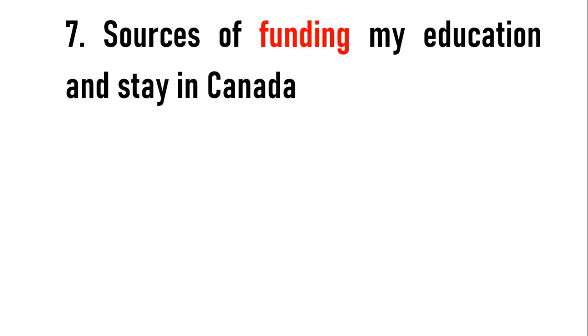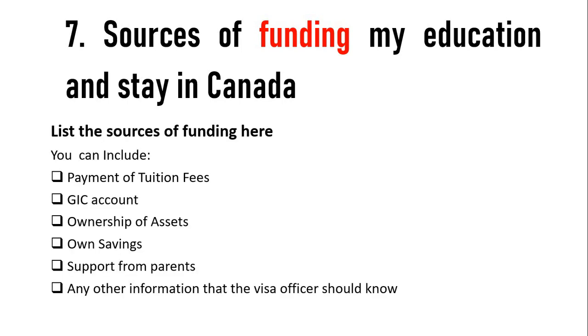Seventh key point is sources of funding my education and study in Canada. In this, you list all the sources of funding that will cover your cost of education and cost of stay in Canada. As the visa application has a separate module to submit the proof of funds, here we'll just list the funds that we have.